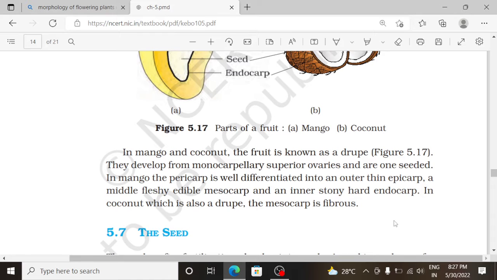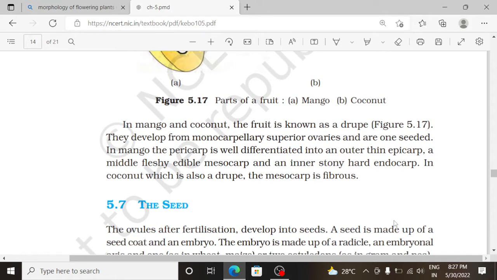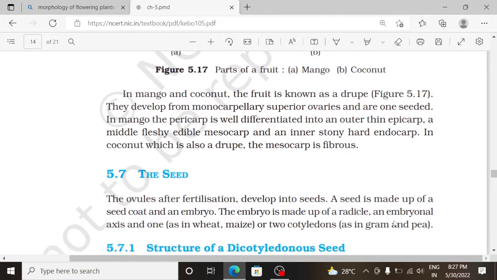When the pericarp is thick and fleshy, it is differentiated into the outer epicarp, the middle mesocarp, and the inner endocarp. Mango and coconut are examples of the fruit known as a drupe. They develop from monocarpellary superior ovaries and are one-seeded. In mango, the pericarp is well differentiated into an outer thin epicarp, a middle fleshy edible mesocarp, and an inner stony hard endocarp. In coconut, which is also a drupe, the mesocarp is fibrous.